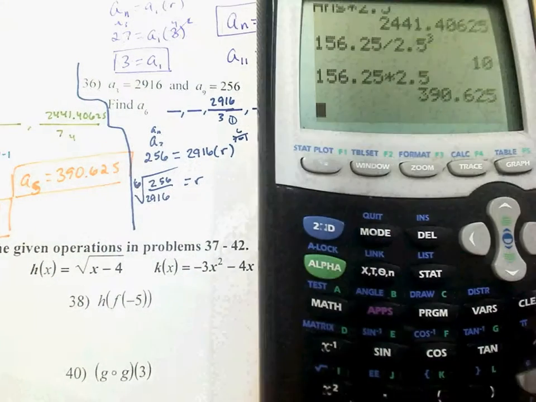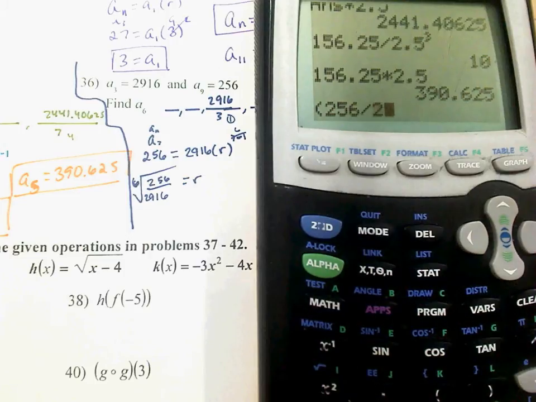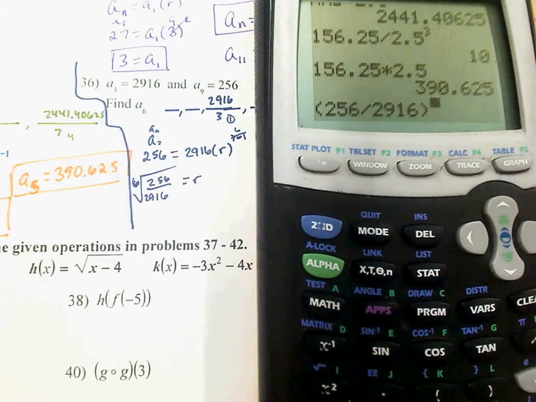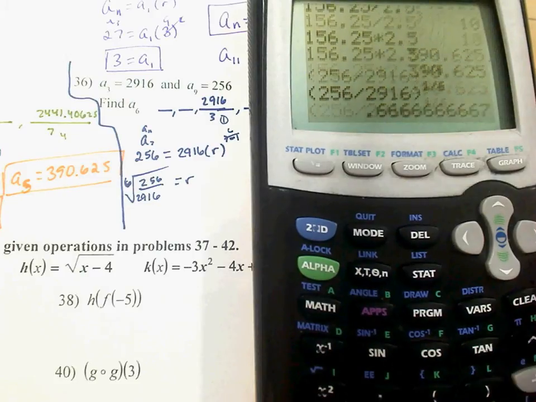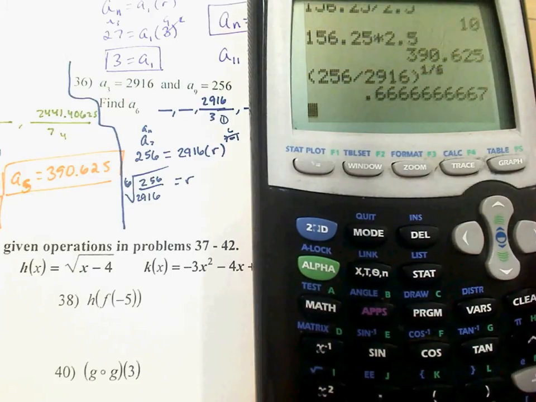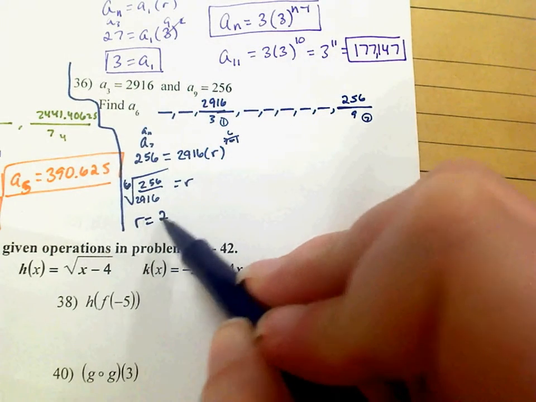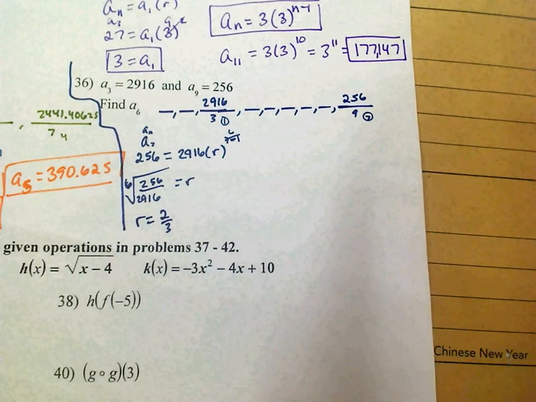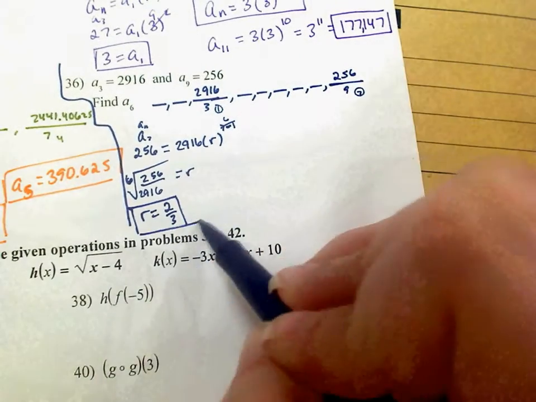256 divided by 2916 raised to the 1/6 power. And that is 0.6 repeating, which is 2/3. So my common ratio is 2/3. Now, I want to find the first term now. So it really doesn't matter which term you use.